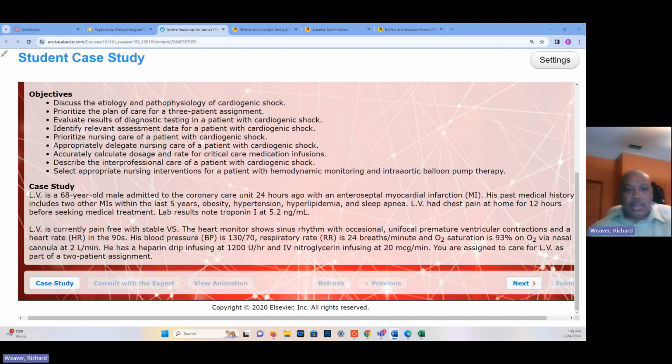The last one is select appropriate nursing interventions for a patient with hemodynamic monitoring and intra-aortic balloon pump therapy. So now we are beginning to integrate those hemodynamic monitoring tools into this patient's care. All right. And so what do we do with those values and how do we manage these devices? You know, the Swan-Ganz catheter, the A-line, all those devices, maybe even the ventilator, may all be appropriate for this type of patient, depending on the severity of the shock that the patient is in. So that covers all of the objectives.